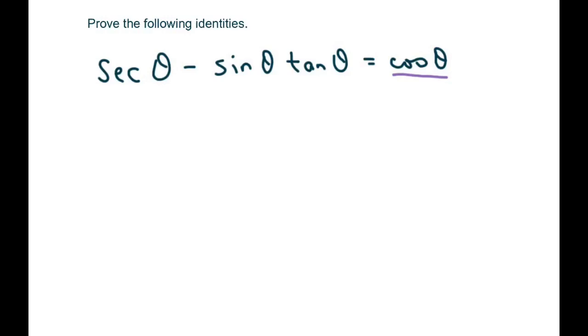Since our right side is just cosine, I'm going to write everything here in terms of sine and cosine and see what happens. So secant we know is 1 over cosine. Then we have minus sine theta, and tangent, put that over 1. Tangent is sine over cosine.